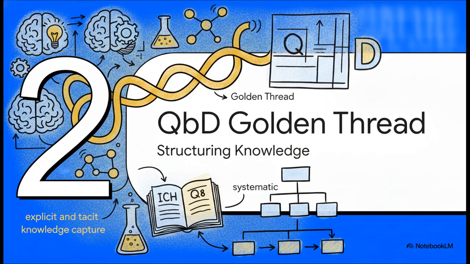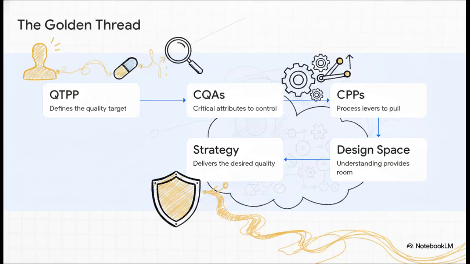The QbD golden thread, structuring product and process knowledge. So the big question is, how do we systematically capture all that tricky tacit knowledge? Well, we use this connected, highly defensible chain where every single step is fully justified by the one right before it. It all starts with the Quality Target Product Profile, or QTPP, which essentially defines the safety and efficacy target for the patient. From there, we pinpoint our critical quality attributes.